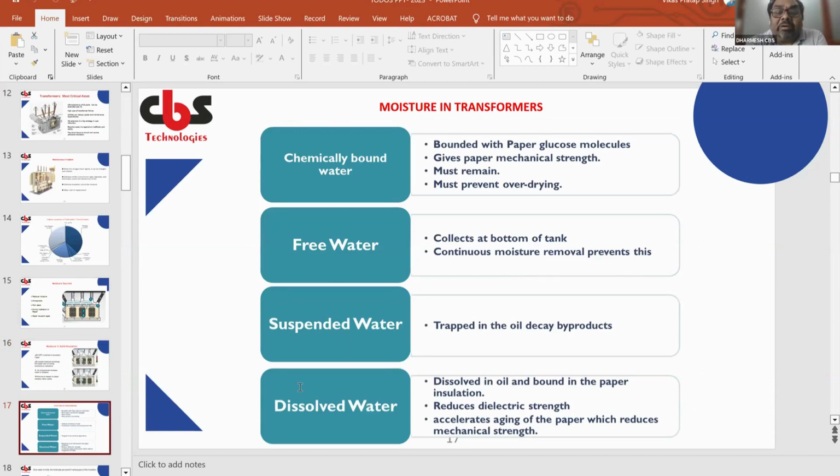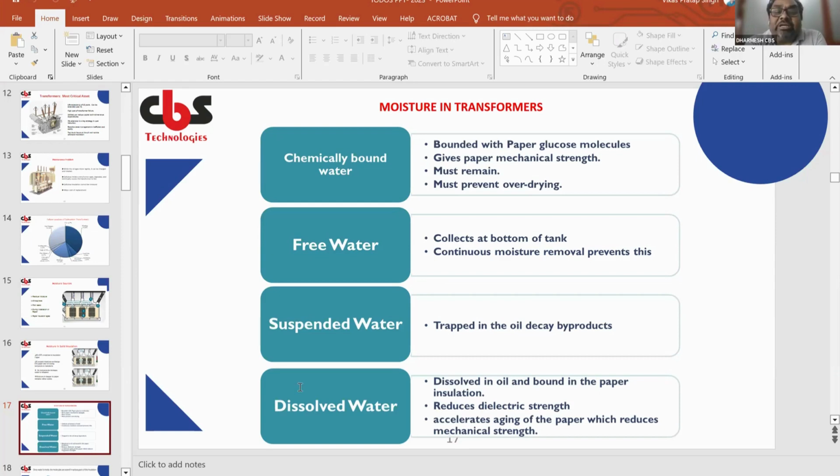These are the types of moisture which you normally see in transformers. There are 3 or 4 types of moisture which enter the transformer. First one is chemically bound water. This chemically bound water consists of glucose molecules. It gives paper its mechanical strength. It must remain inside the transformer, and it prevents the over drying of the cellulose.